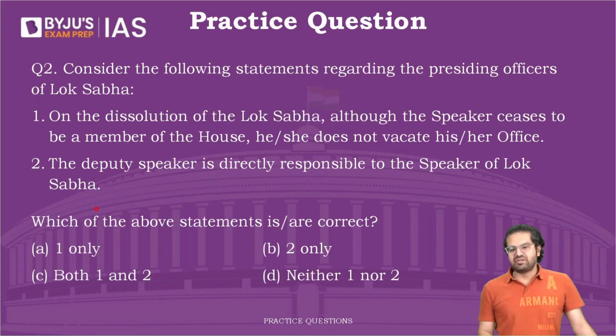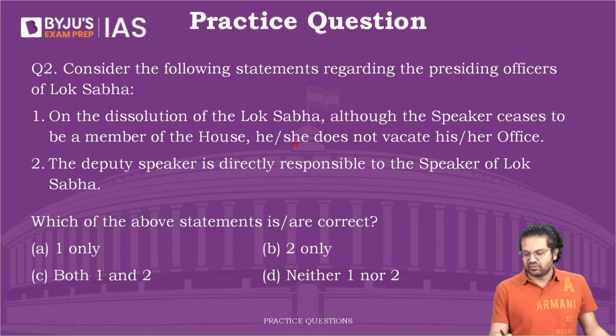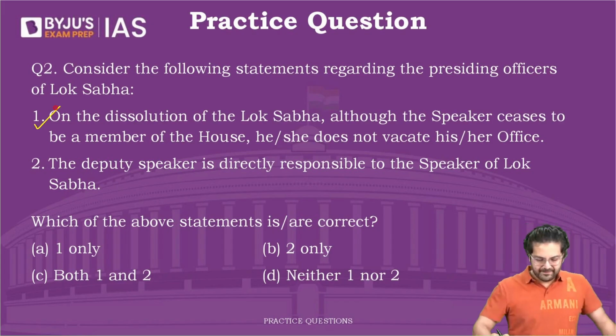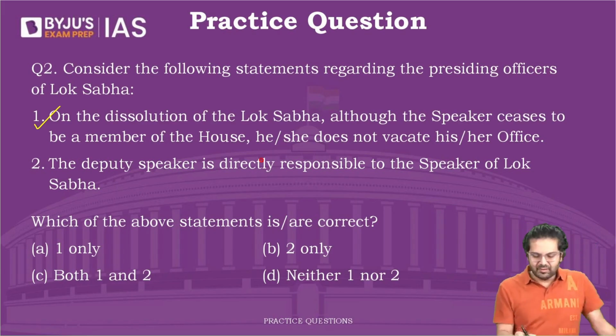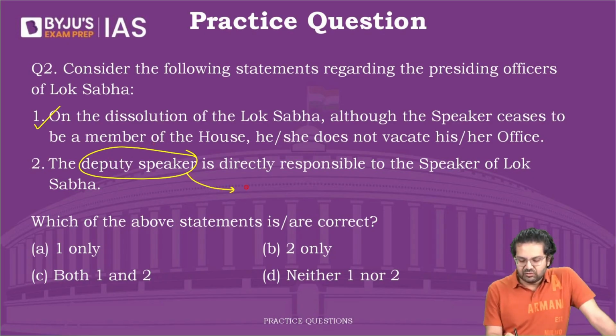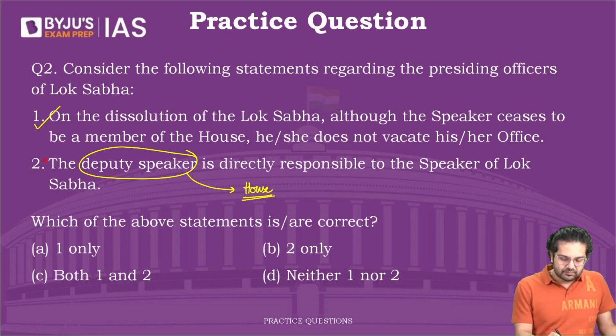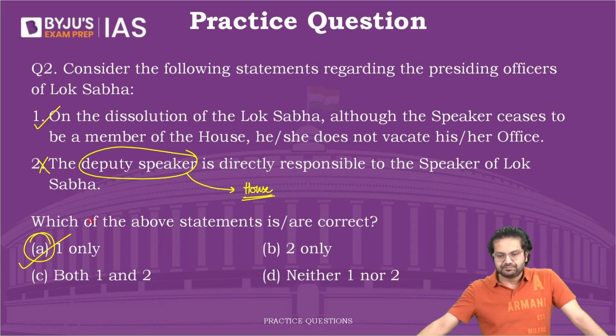Now, second question. Please mark your answer. To be a member of the House, he or she does not vacate his or her office. Absolutely correct. They continue. The deputy speaker is directly responsible to the speaker of Lok Sabha. Why would the deputy speaker be responsible to the speaker? Deputy speaker is an independent constitutional post, and this person is also responsible to the House only. Clear? So 2 is wrong. Hence, A1 only is the right answer.